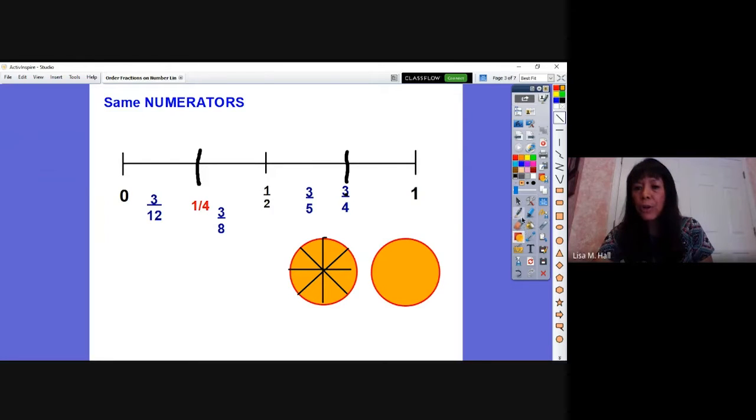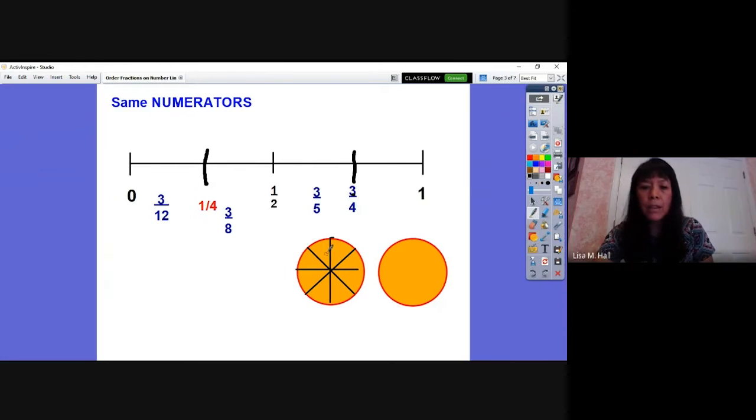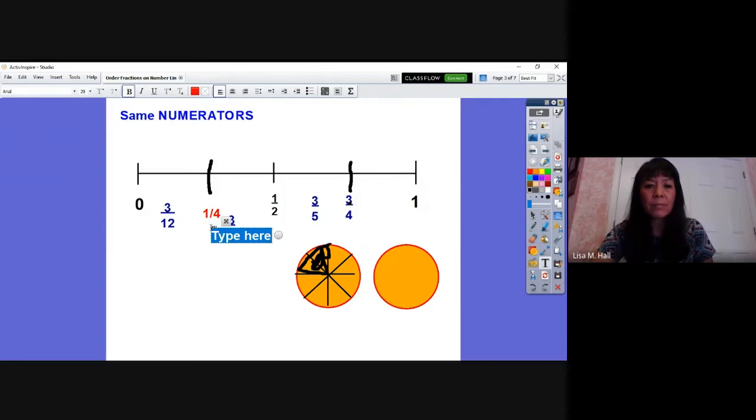And if I wanted to think about a fourth, well, this right here, it's going to be really hard to do on my mouse, but this is 1/4. But if you see that, that's also 2/8. So 1/4 is 2/8.